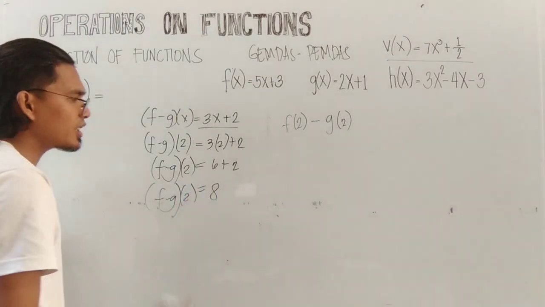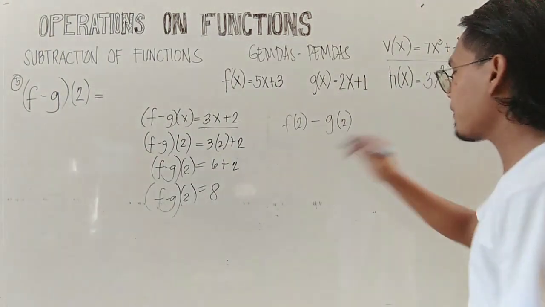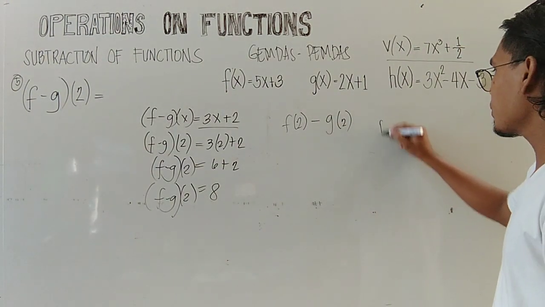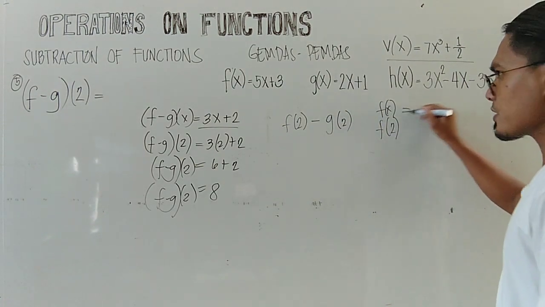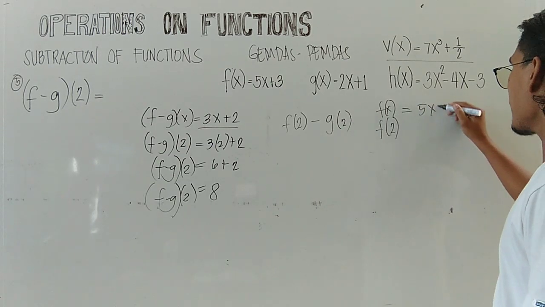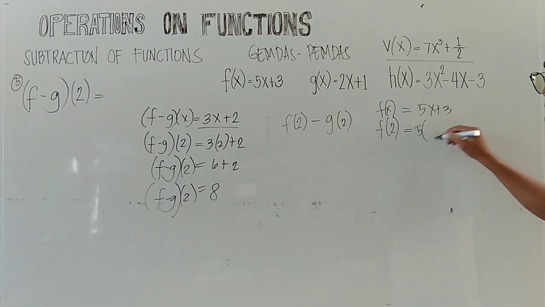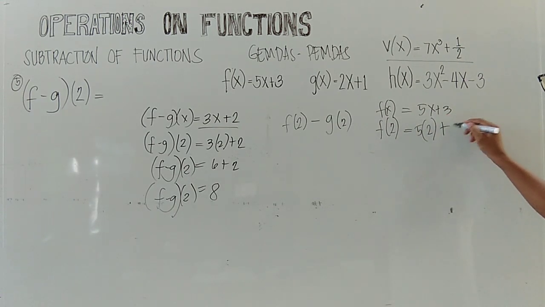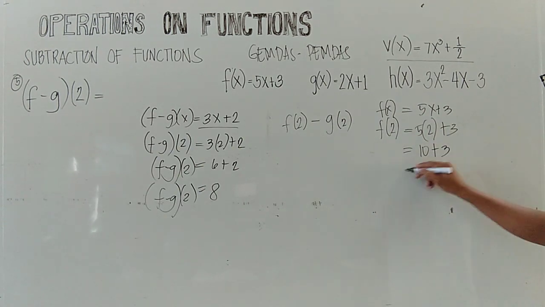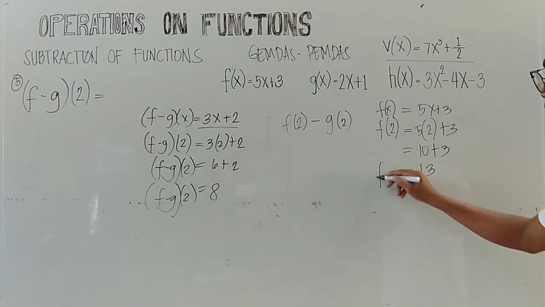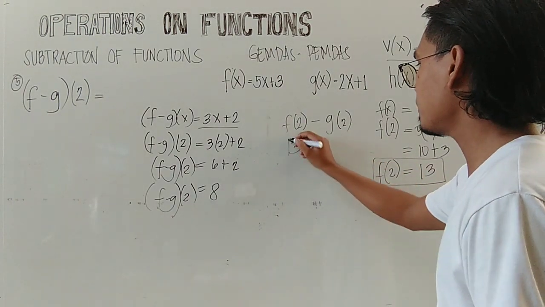Okay. So i-check na ni karon. Pwede na i-solve ang f of 2. So we will solve for f of 2. The given f of x is equal to 5x plus 3. So substituting x equal to 2, we have 5 times 2, that is 10, plus 3, so we have 13. Therefore, f of 2 is equal to 13.